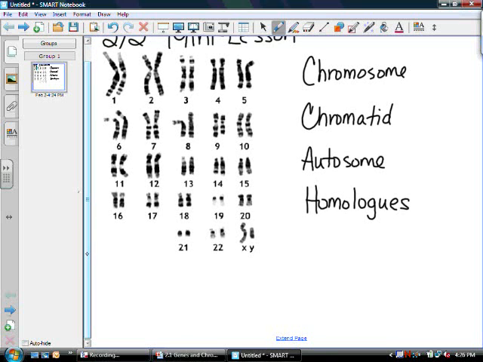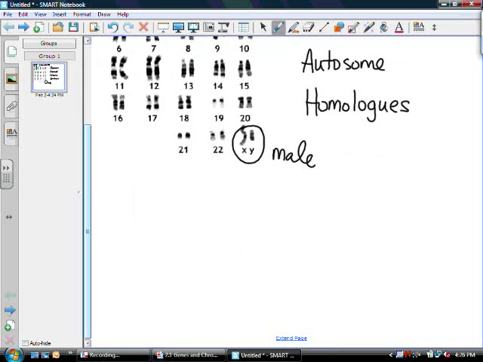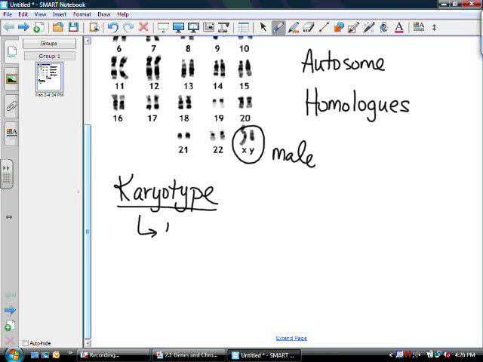As you can see by that signifier right there, an X and a Y, we know that this is a male. And if we wanted to look at our karyotype, it could really help clarify how these words are used. When we talk about our karyotype, a normal human karyotype has 46 chromosomes.